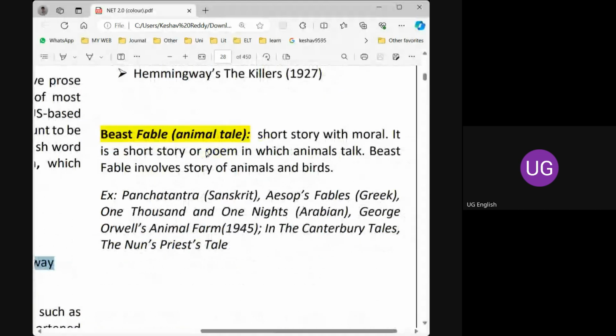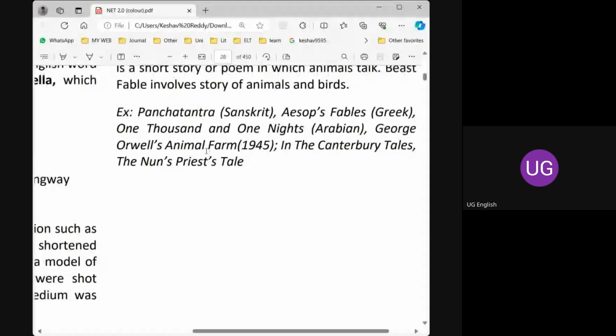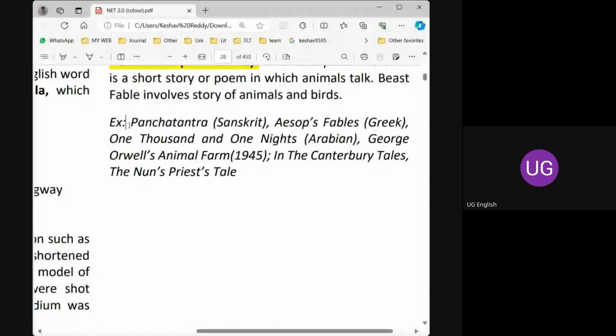And a beast fable is nothing but a story of animals, birds, in which they talk, they behave as human beings. For example, the cartoon Tom and Jerry, we all know, can be called a beast fable because in Tom and Jerry, both behave like humans. They talk. Earlier it was a murky picture, but now the voice, the sound, the dialogue were added to that comic show. And the famous beast fables are the Panchatantra.